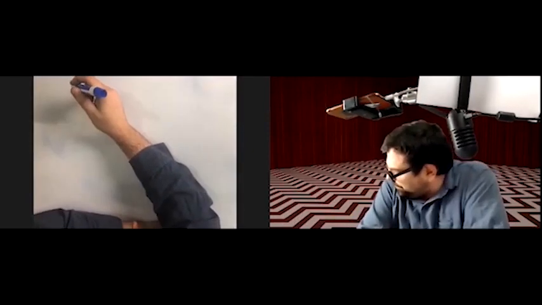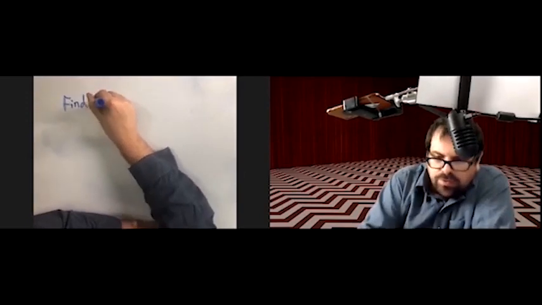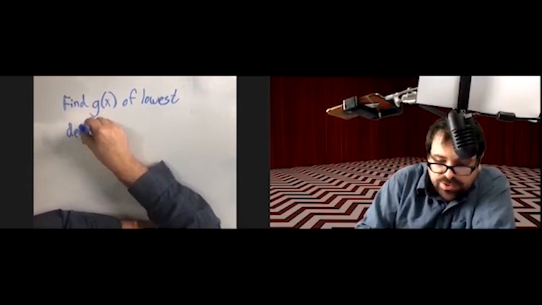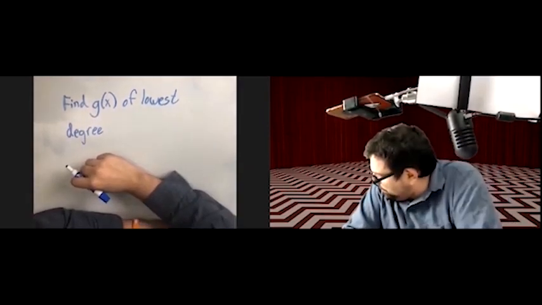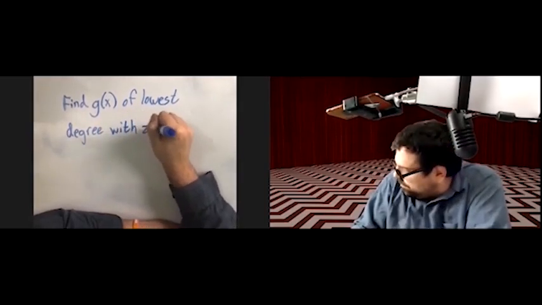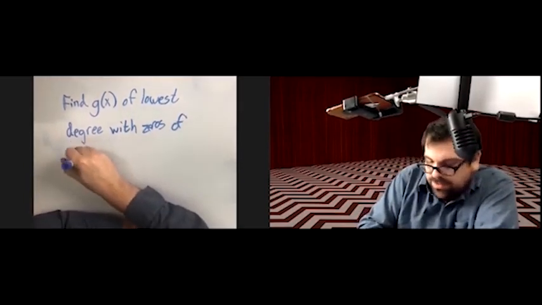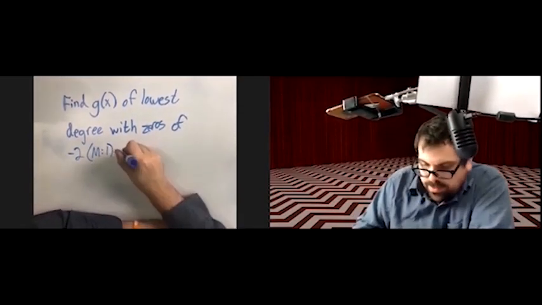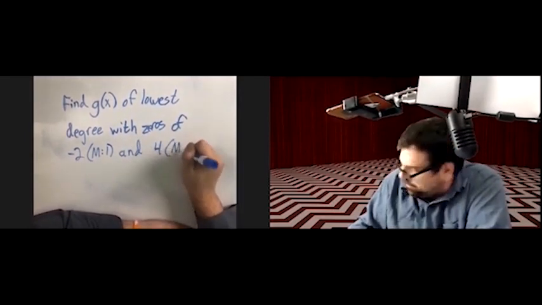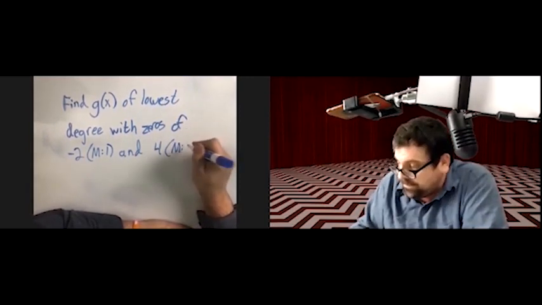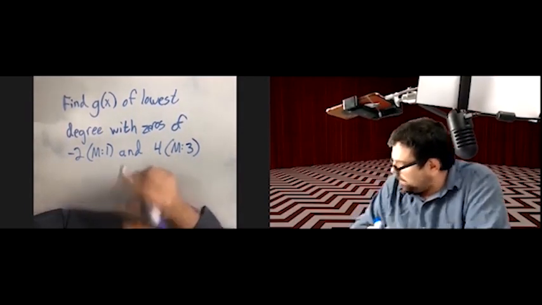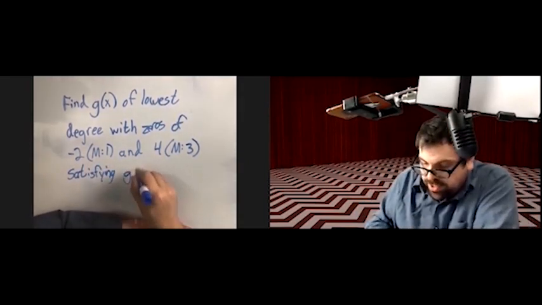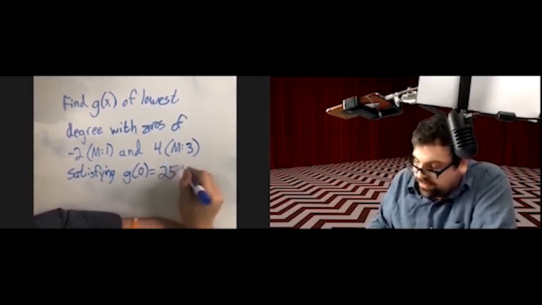Let's do another. Find g of x of lowest degree with zeros of negative 2, multiplicity 1, and 4, multiplicity 3, satisfying the condition g of 0 equals 256.